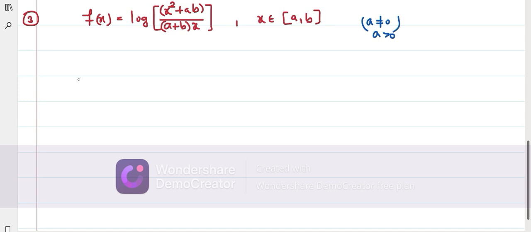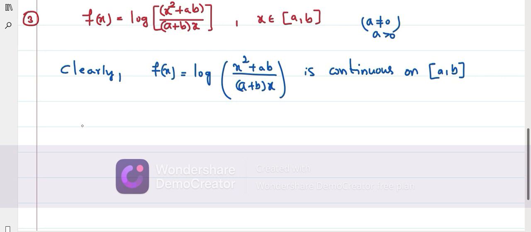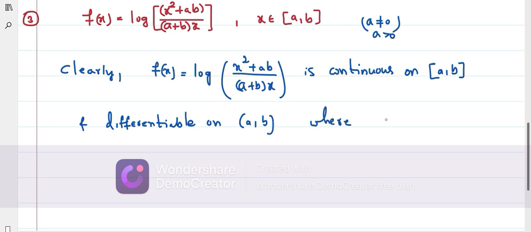What is the differentiation of log function? It is 1 by function. The derivative exists, so it is differentiable also. So write down. Clearly, f of x equal to log of x square plus a into b divided by a plus b into x is continuous on the closed interval a comma b, and differentiable on the open interval a comma b.